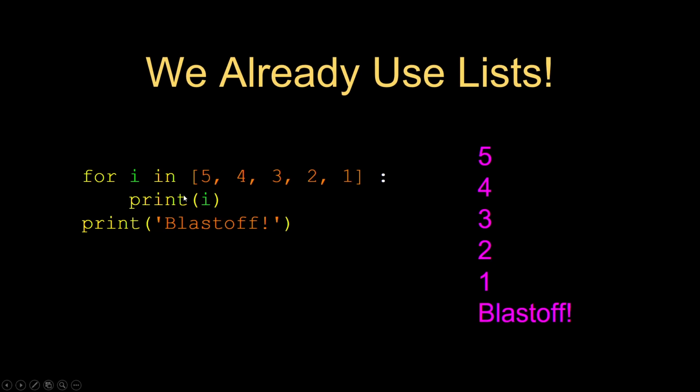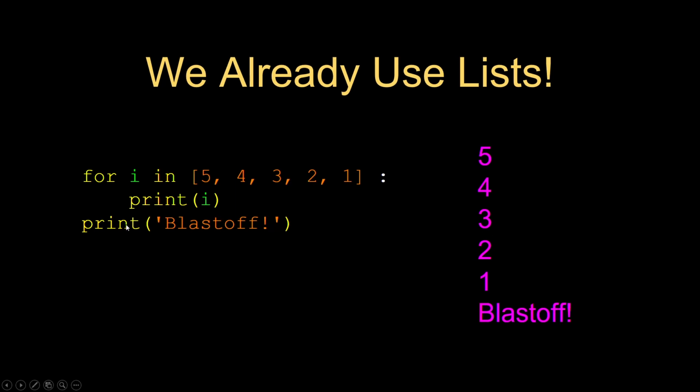So when this for loop executes the first time, i will be 5. The second time, i will be 4, and then i will be 3, 2, and 1. And inside the for loop, there is a print of i. That means it's going to print 5, 4, 3, 2, and 1.